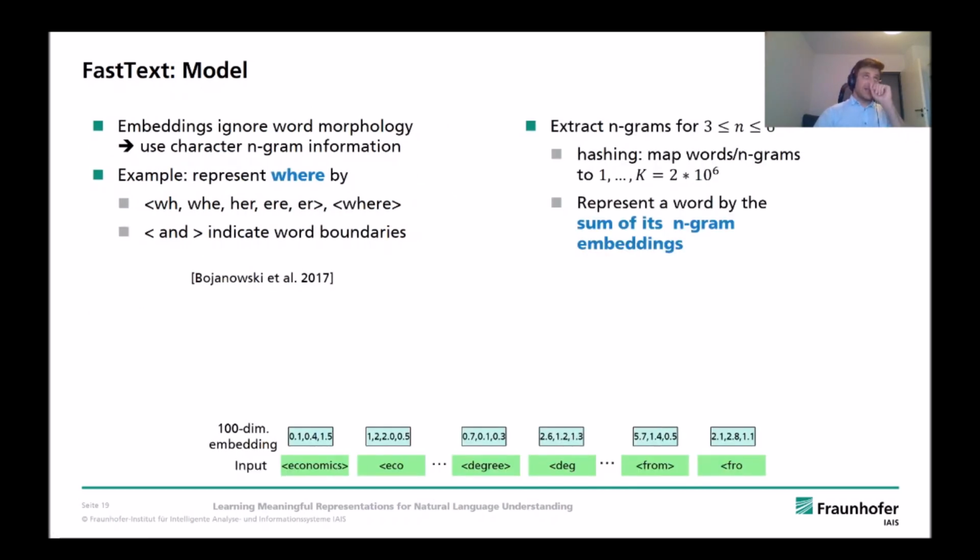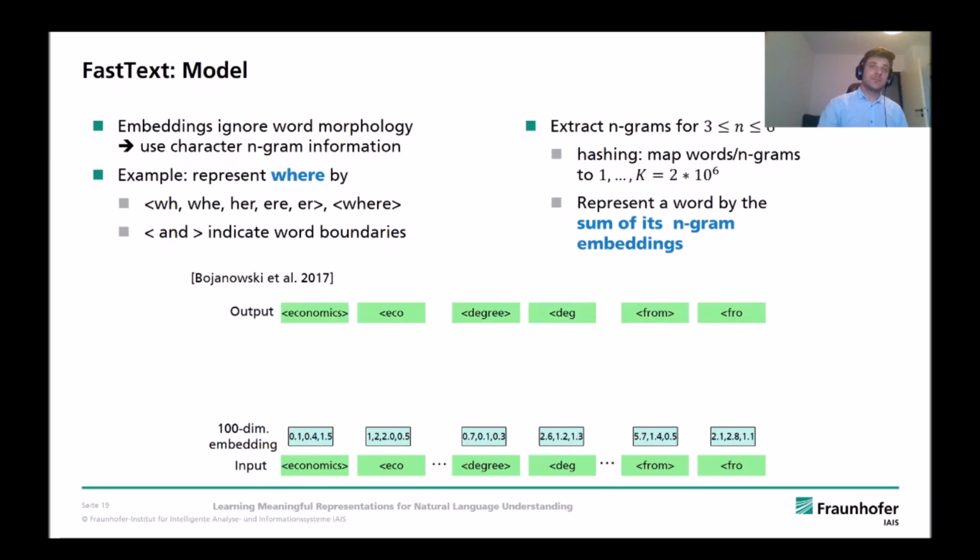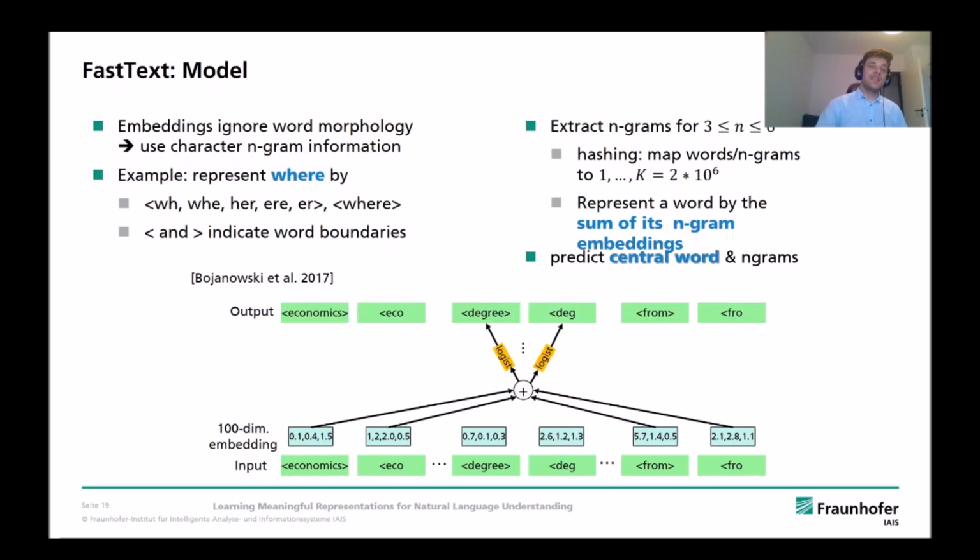Now, as before, we can look at a small toy example. And here you see that the word economics has been split into eco, nom, x, and so on. And the same goes for degree. And this time, instead of only predicting the words, we can also predict the character n-grams. Or we can also use the character n-grams to make the predictions.